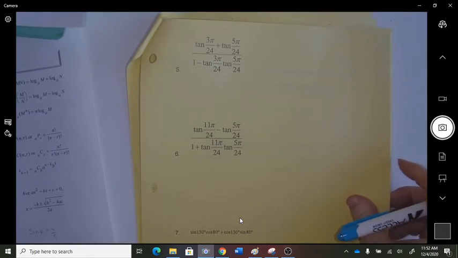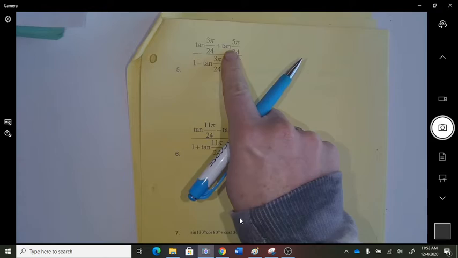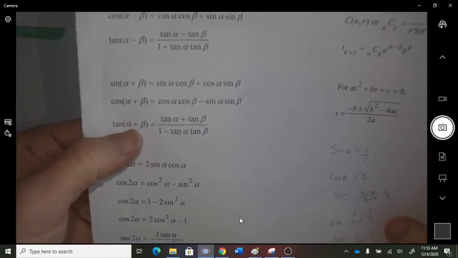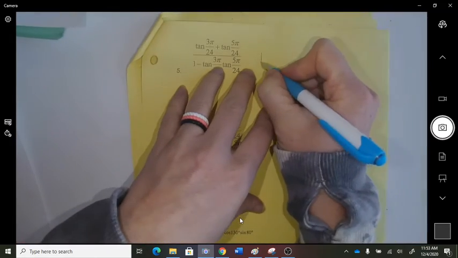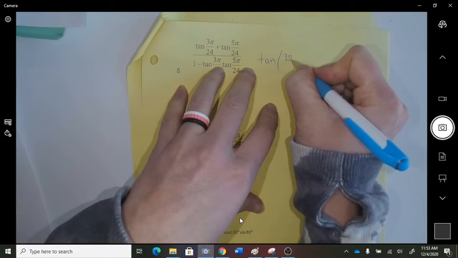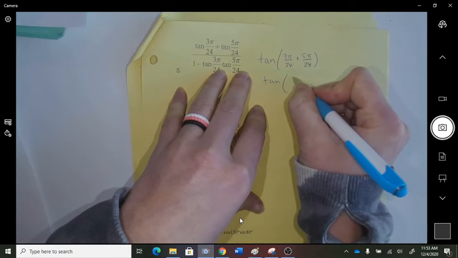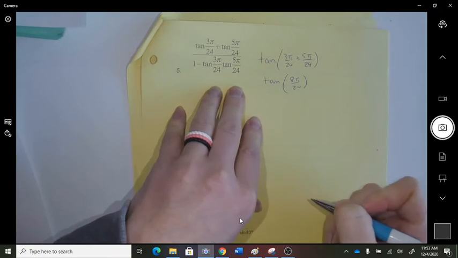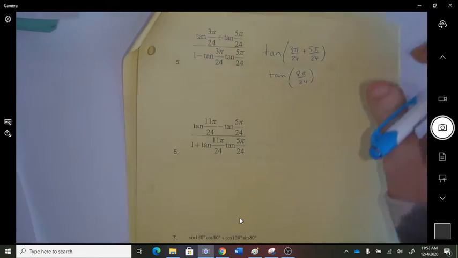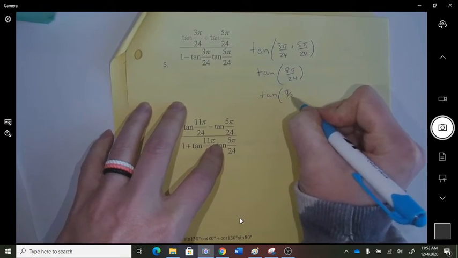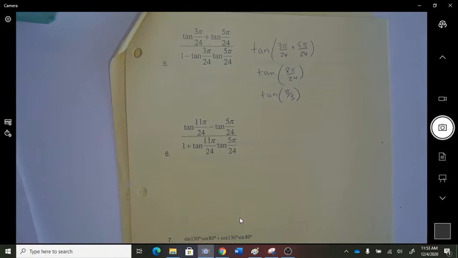Okay, a tan formula. So tan, we have a plus and a 1 minus. So that would be this formula. So the tan of the addition, so that's 8 pi over 24, and that can reduce to pi over 3. Okay, oh sorry, no, yeah, pi over 3.